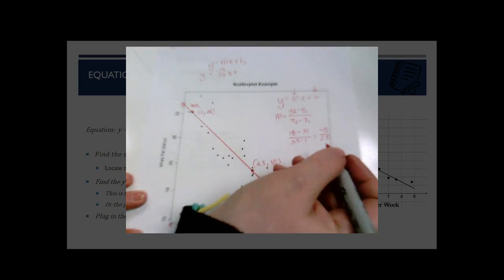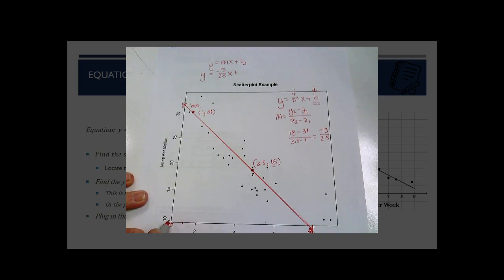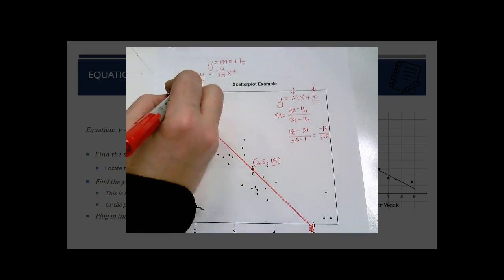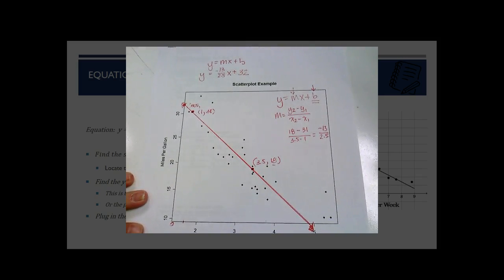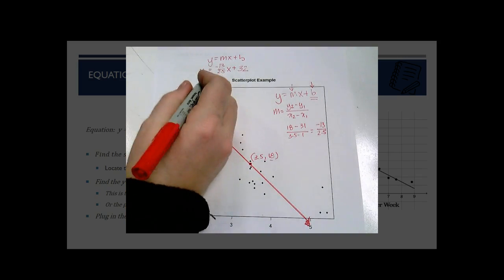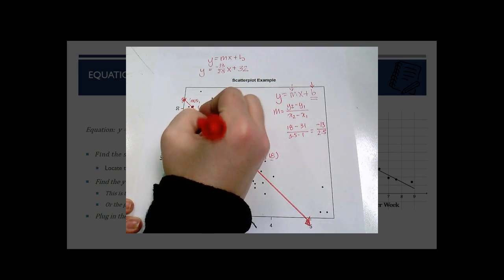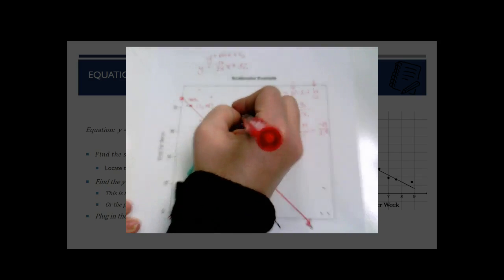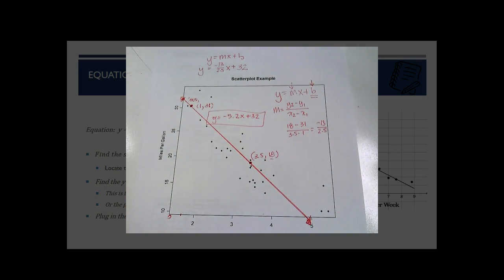Now I just need to find my b value, which like we said is where the line crosses the y-axis. So we come right up, we're sitting right about here. So if we figure this is 30, this is 35, that's looking probably at about 32. So the equation for this line of best fit is going to be y equals negative 13 over 2.5, and I can actually do that math on that one if you'd like and divide it out. So that would be negative 5.2 x plus 32. So that gives us the equation of that line.